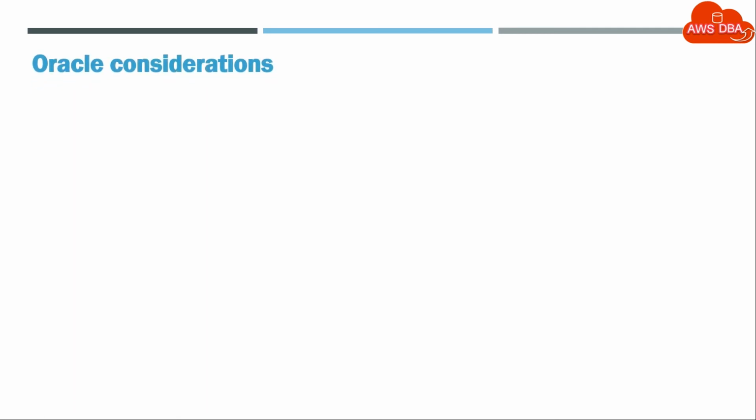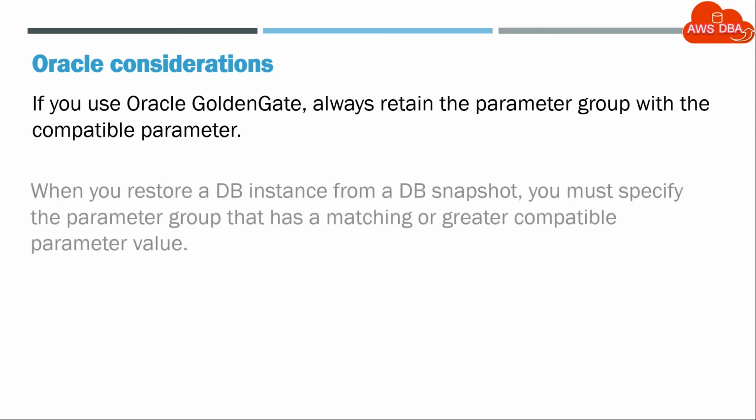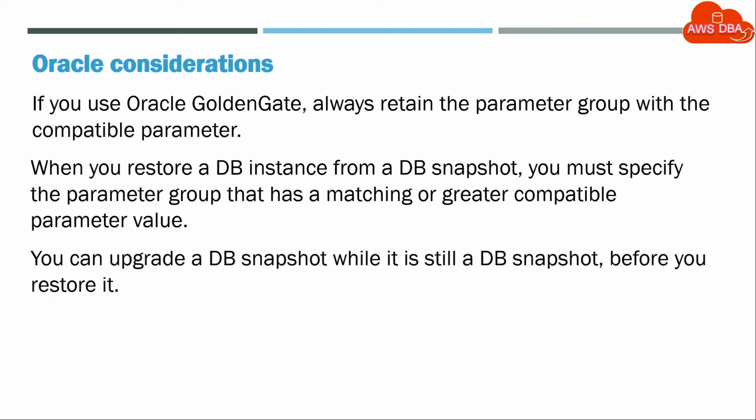Oracle considerations. If you use Oracle GoldenGate, always retain the parameter group with a compatible parameter. When you restore a DB instance from a DB snapshot, you must specify the parameter group that has a matching or greater compatible parameter value. You can upgrade a DB snapshot while it is still a DB snapshot before you restore it.